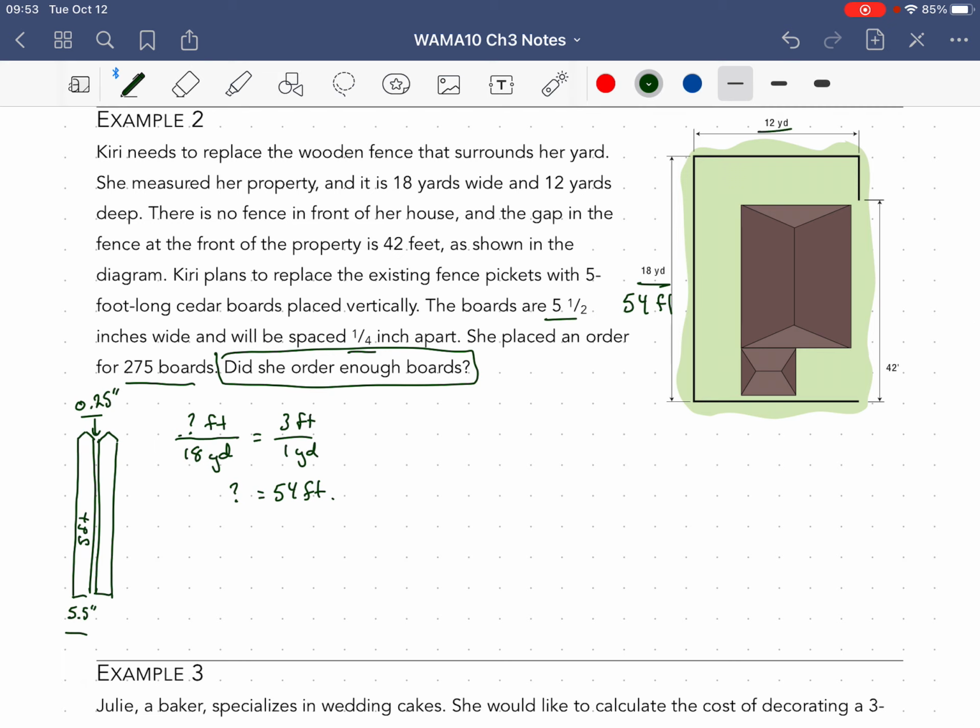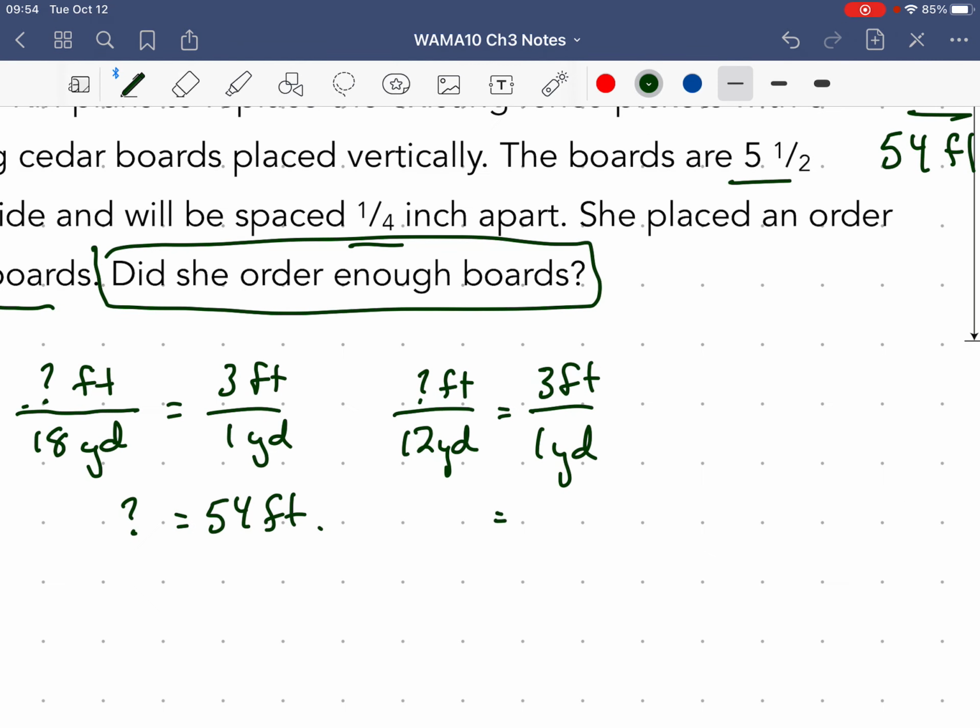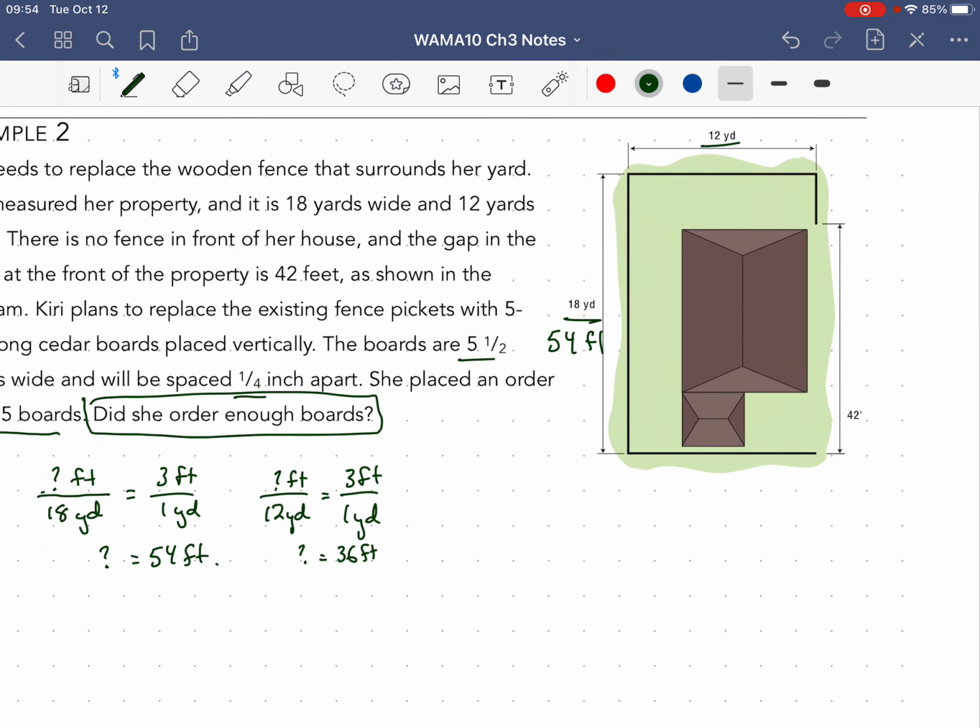Now let's do the same thing with this 12 yards. How many feet in 12 yards if there's 3 feet in 1 yard? Well, that's going to be 36 feet. So up here, this is 36 feet. And feet is just one tick, and this is 36 feet. Well, already from our picture, we can figure out how long this section is, right? This is 54 minus 42, which is equal to 12 feet.